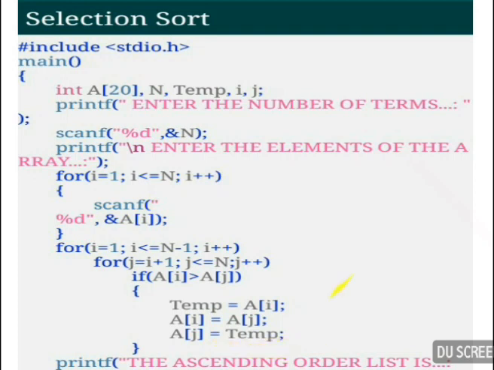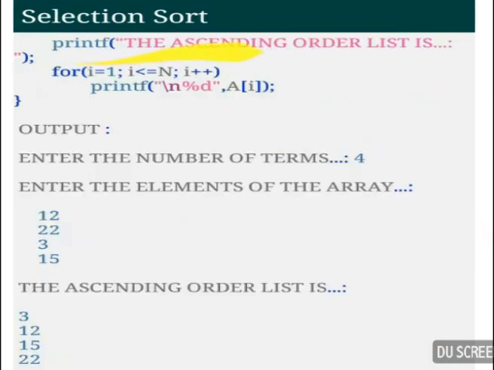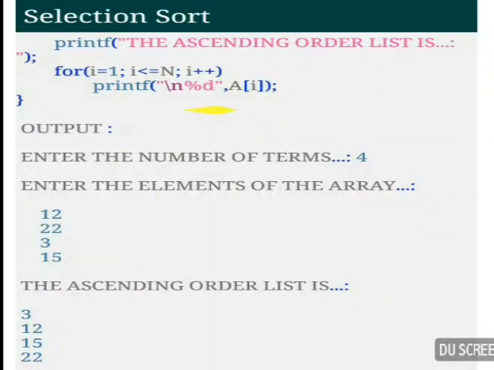So by following these loops of i and j, we get the numbers in ascending order. Then we write printf "the ascending order list is". For this we have to put a for loop, because the numbers are arranged according to the choice of the user, so it goes from 1 to n and increments by 1. So we write printf "%d\n", a[i]. Here a[i] denotes the elements in the loop, according to the user.